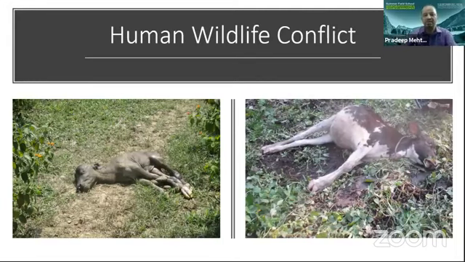And then also these things are leading to human wildlife conflict, because there is a decline of the prey base in the forest. There is degradation of forest. There are forest fires.